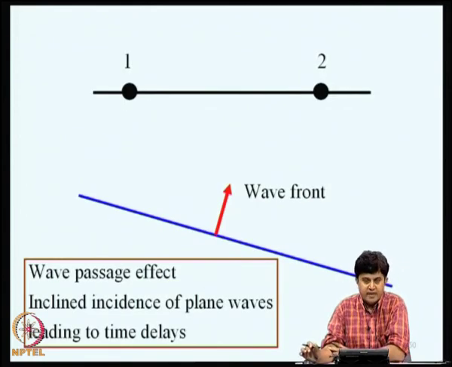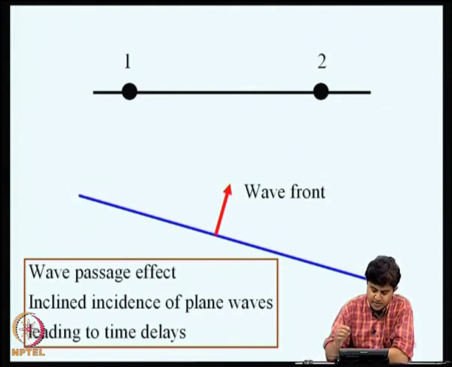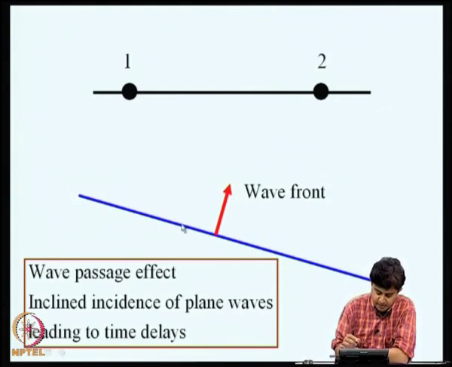A wave passage effect refers to a situation where a plane wave is incident at an angle as shown here. This is a wave front moving in this direction. 1 and 2 are the observation stations. So, the wave front would arrive at station 1 earlier than station 2. Therefore, there is a time lag between arrival of waves at stations 1 and 2. So, that effect is known as wave passage effect.